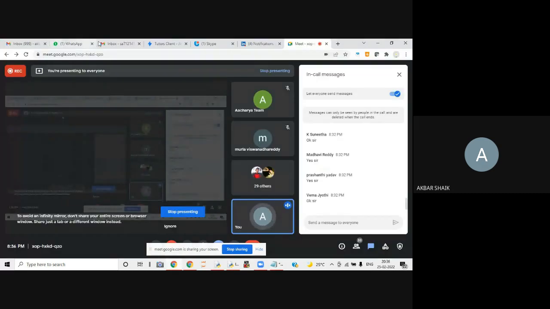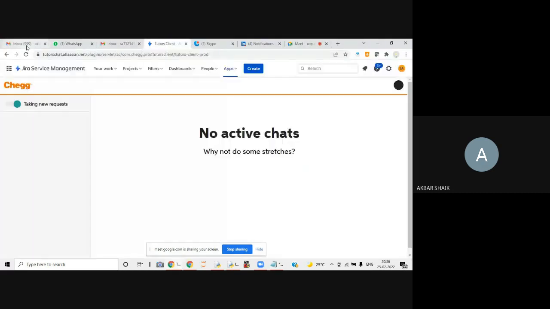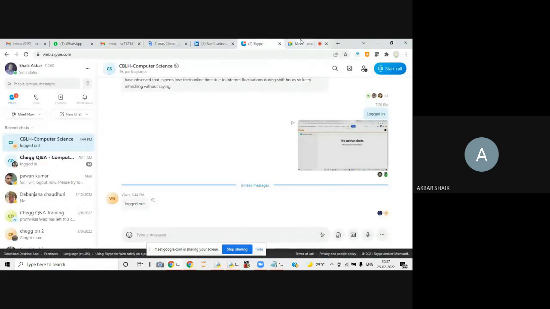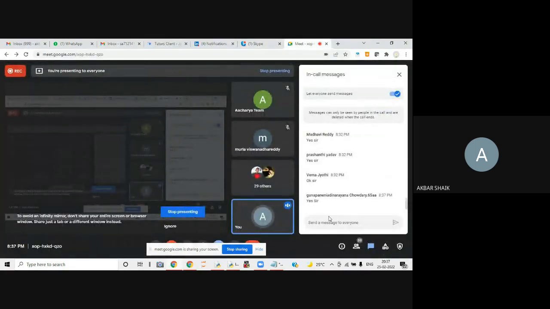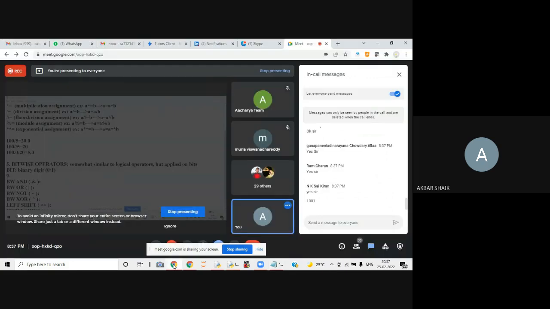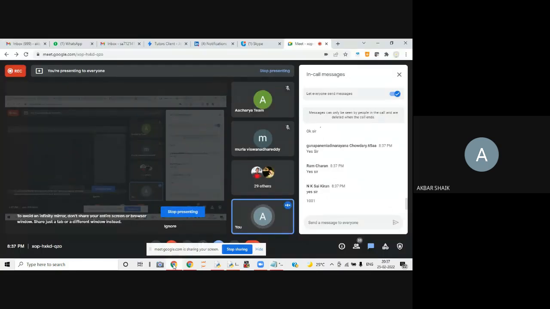Anyone having any knowledge of binary numbers, please respond in the chat box. For example, if I give some number, can you convert that to a binary number? Okay, so I'll give some examples here. What is the binary number for 9? 9 is actually a decimal number. Very good, 1001. Any idea, remaining students?